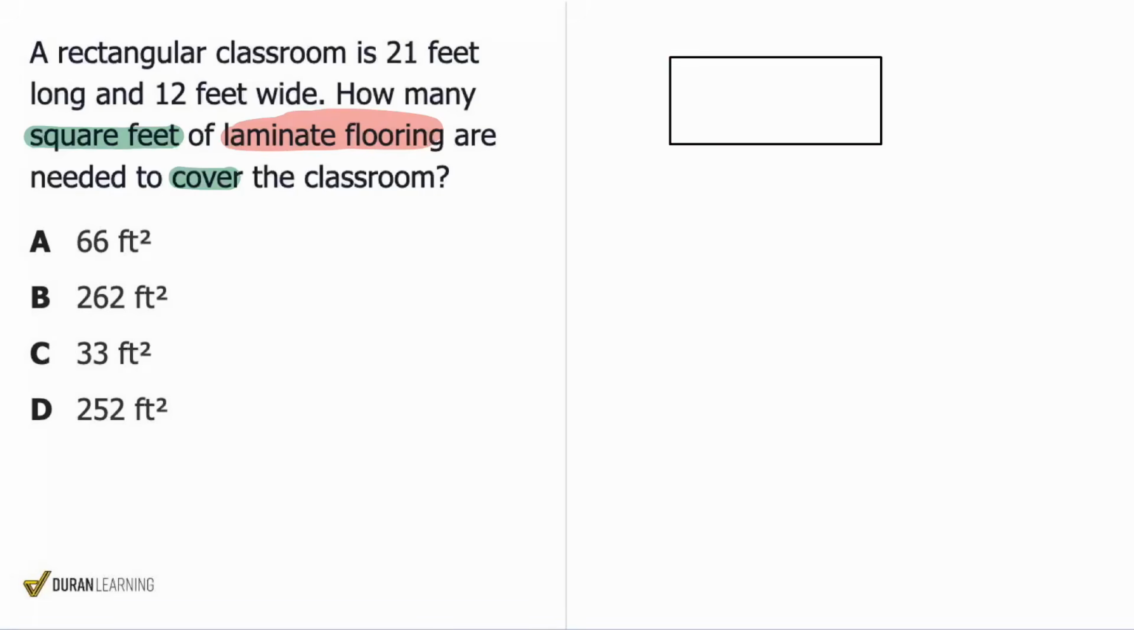That's not exactly what's happening here. We're covering the classroom. We're not painting around the classroom. We are covering the floor. Everybody, what math or geometric idea do you recognize that as? If we're covering a surface. Yeah, that's area. And this is where confidence comes into play.